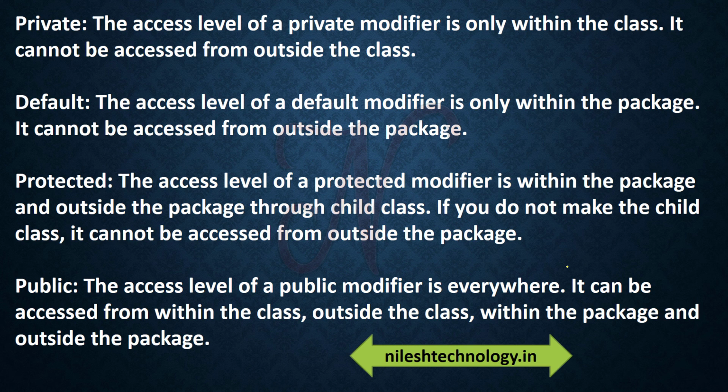The first one is private. The access level of a private modifier is only within the class. It means if it is a private variable or function, then it can be accessed only within the class. If you try to call or access it outside the class, then an error will be generated.